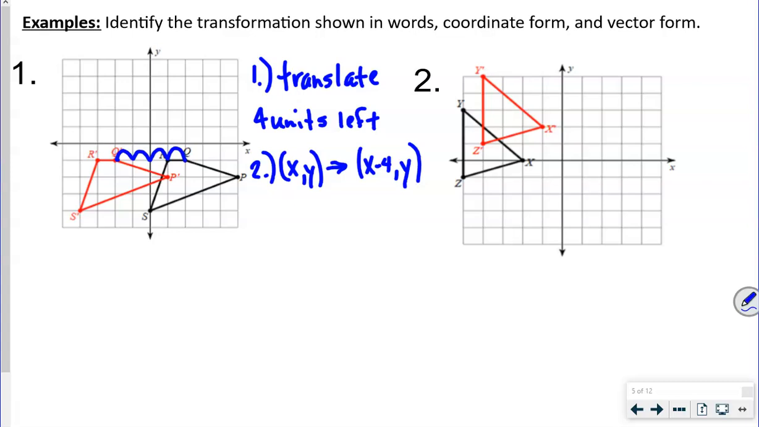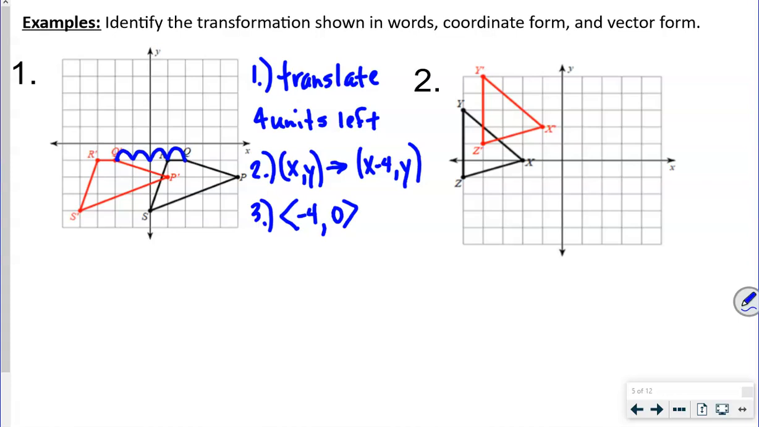All right, then our third item here that we're supposed to do is to write it in vector form. So once again, we're looking at the change in x. So the change in x is we went minus 4, right? Was there any change in y? No. So we're going to say that this is 0. So that's how we write it in vector form. Okay? Let's do another one.